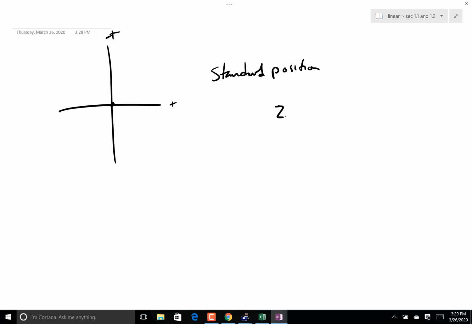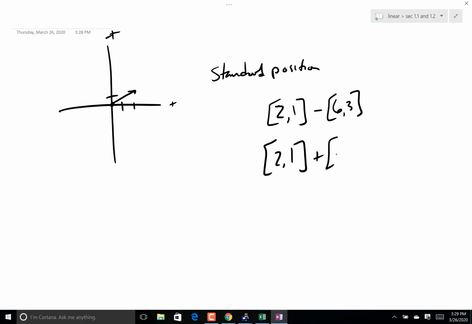So if you had, I don't know, vector 2, 1, and you wanted to subtract 6, 3 from that. Well, 2, 1 is here. We want to subtract 6, 3. Now, subtracting 6, 3 is the same as adding -6 and -3. In other words, it's the same vector going the other direction, which is not surprising. So from here, I'm going to go 1, 2, 3, 4, 5, 6, and down 1, 2, 3. Yeah, good. And so I'm going to come back to here, and voila, there's my final product.